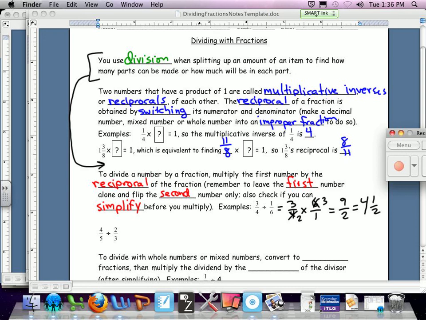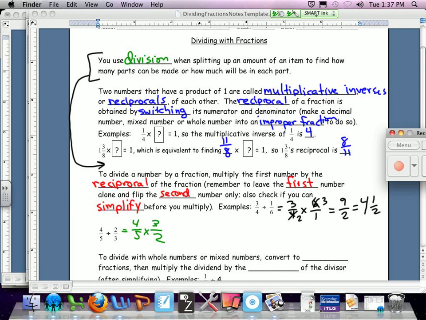Now for the next one. 4/5 divided by 2/3. Who can tell me what equivalent multiplication expression I could do? Yes, ma'am. 4/5 times 3 over 2. 4/5 times 3/2. Is there anything I can simplify before I multiply?